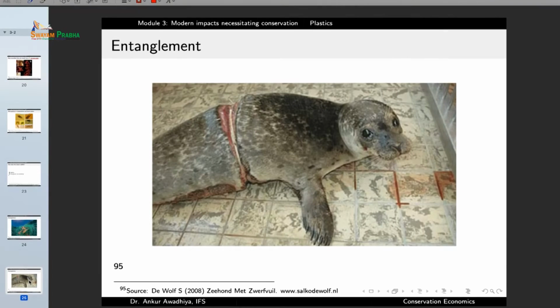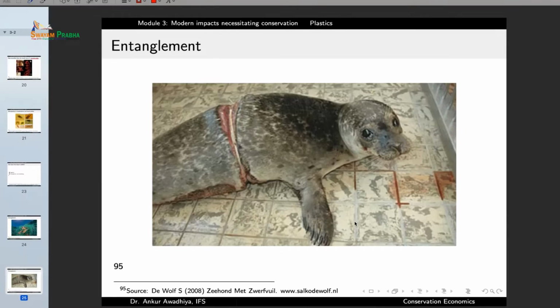Another way is the example of the seal. Now, what happened was that this seal, when it was a small pup, got entangled with this piece of plastic. Plastics are very strong substances. This seal was unable to take it out. And then, when this seal started to grow in size, the plastic started to cut into its body. And here we can see that this plastic is cutting into the body of the seal. And we can observe these things in a number of animals.